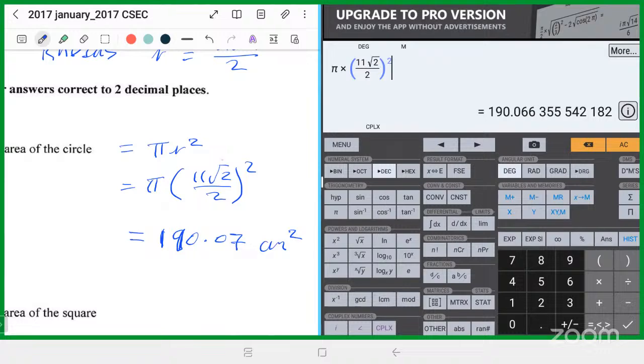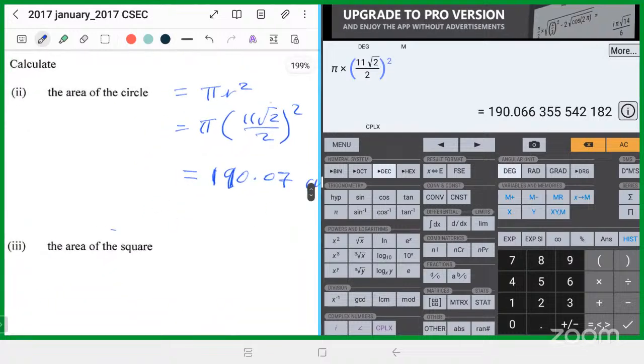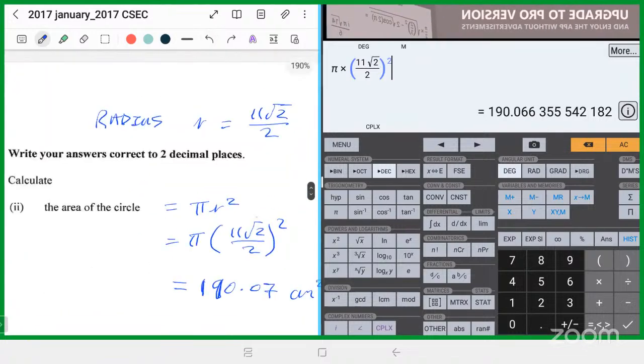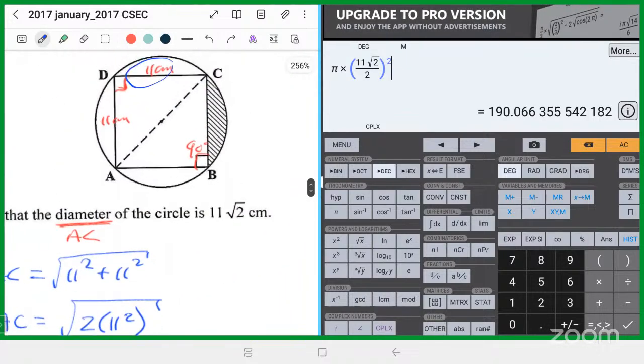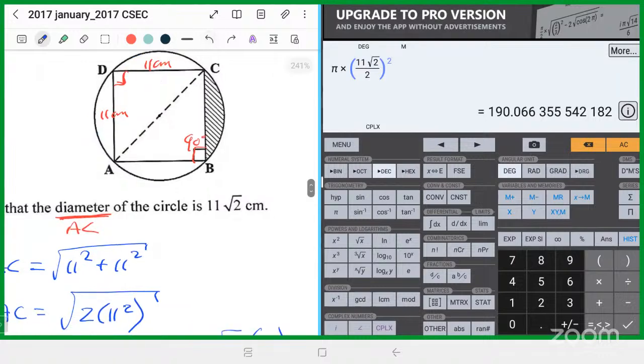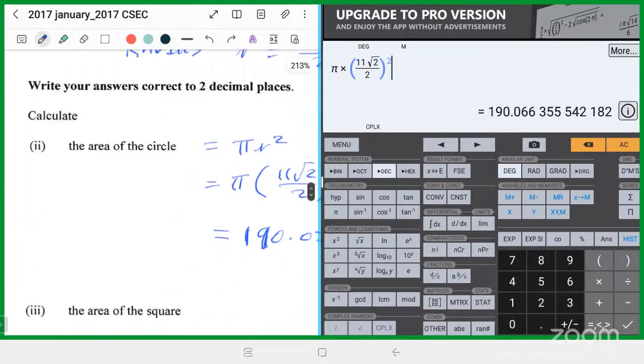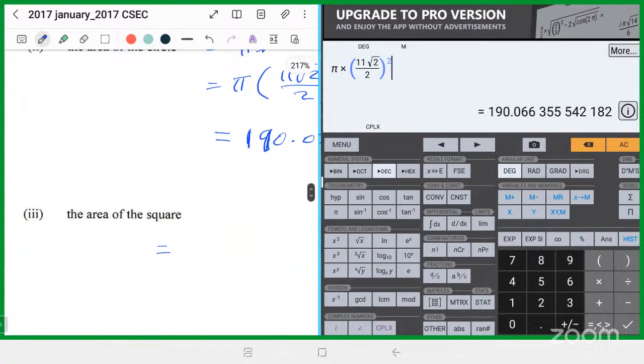All right, next part wants the area of the square. Remember, each side of the square is 11. So the area of the square is just 11 times 11, which is 121. So the area of the square is equal to 121 centimeters squared.